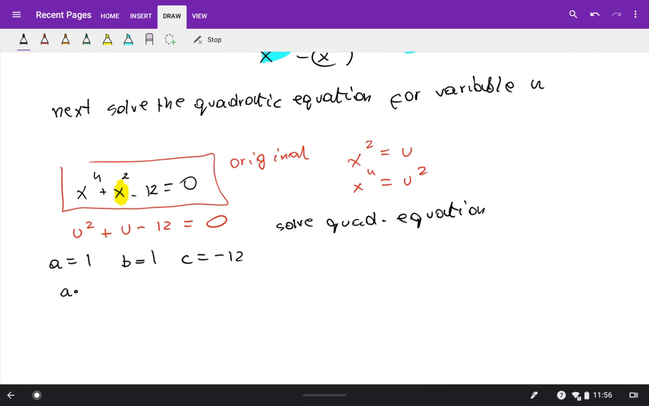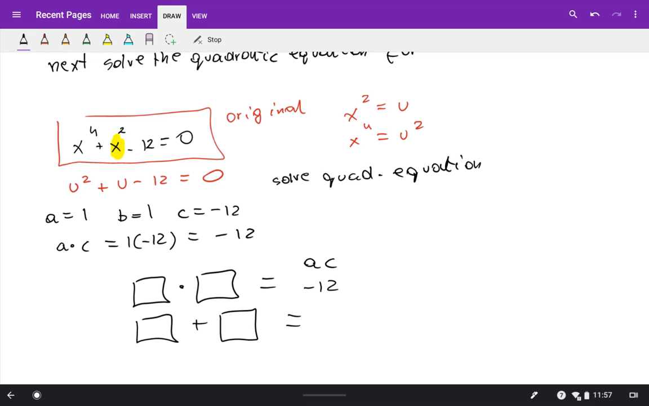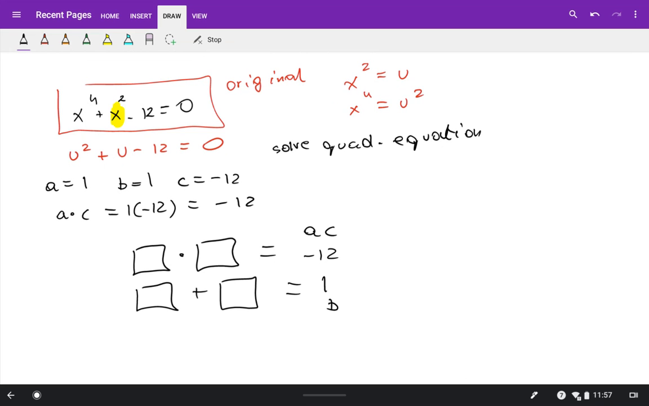So a times c, it's 1 times negative 12, which is negative 12. So first what I'm going to do, I'm going to find two integers which by multiplication equal AC, which is negative 12. And the same two integers by addition have to give you coefficient b, which is 1. Okay, so let's see what's going to work.